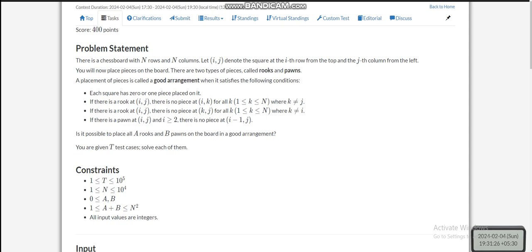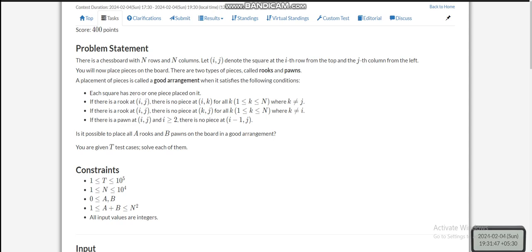There are some conditions for when we can put a rook at the (i, j) position, and when we can put a pawn at the (i, j) position. So what are the conditions? For placing a rook, the row and column in which we are placing the rook should be empty.